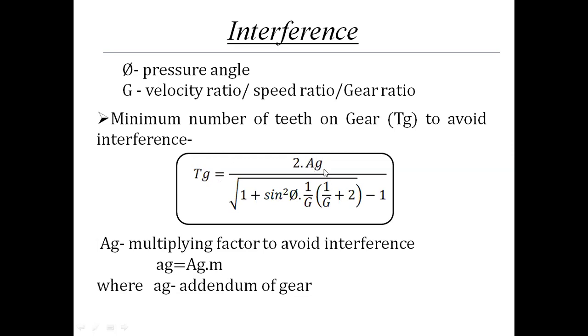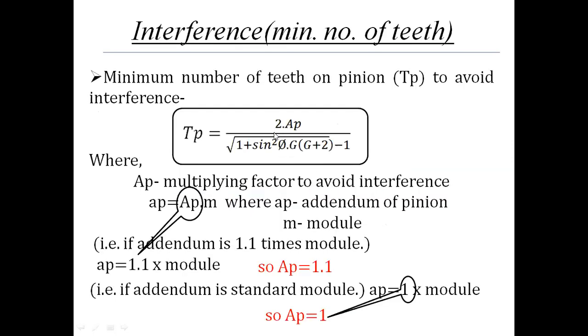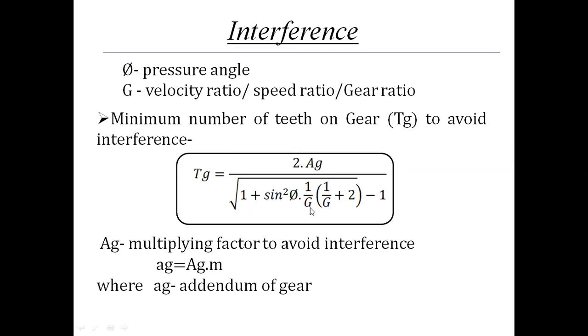Again it is a multiplying factor, AG, divided by under root 1 plus sine square phi into 1 by G, in bracket, multiply by 1 by G plus 2, minus 1. This minus 1 is out of the square root. What is the difference from the previous formula, teeth on pinion and teeth on gear? The only difference is that G is replaced by 1 by G.